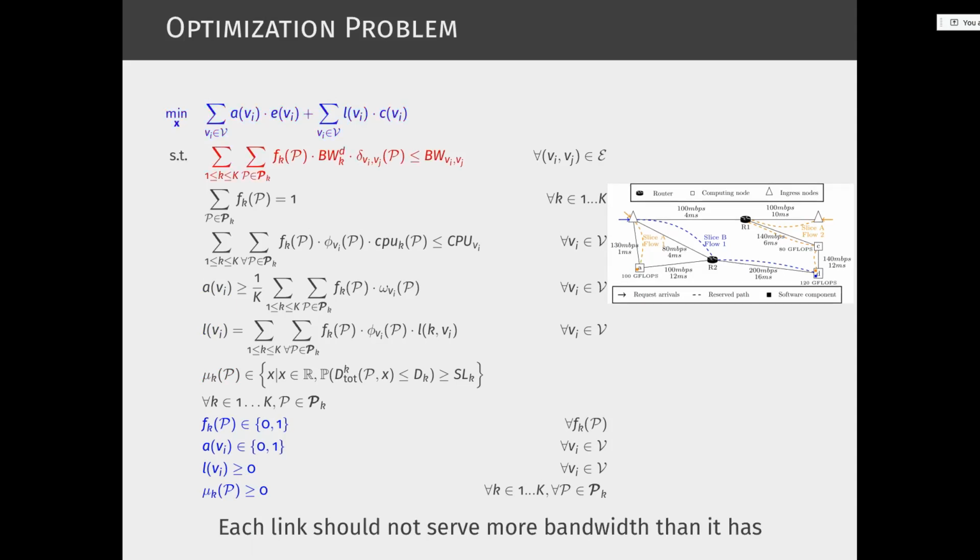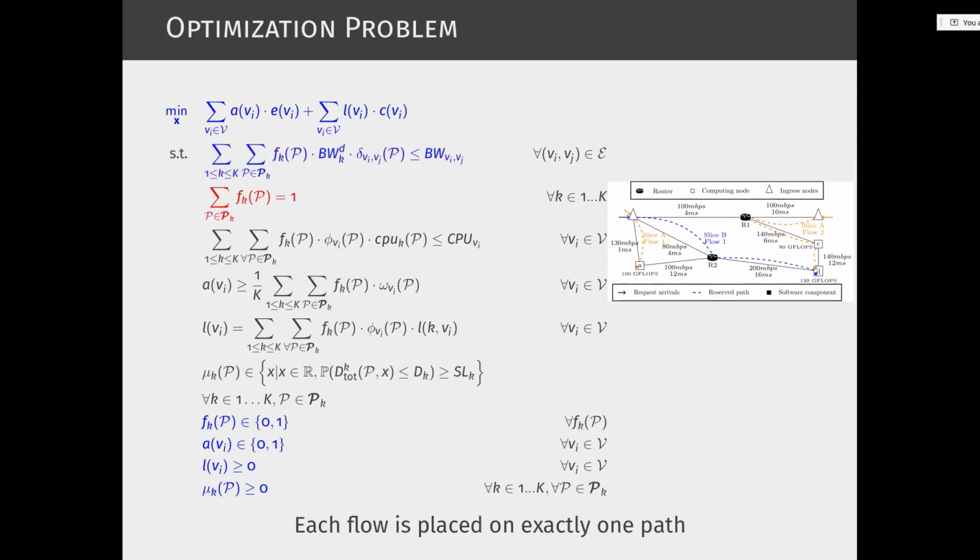Then the constraints. So we have a bandwidth constraint first. Basically you cannot allocate more bandwidth on an edge than you have. Similar to before, each flow has to be placed on one path exactly. Then the physical node should, same as the bandwidth constraint, have CPU constraints. You cannot allocate more CPU than you have.